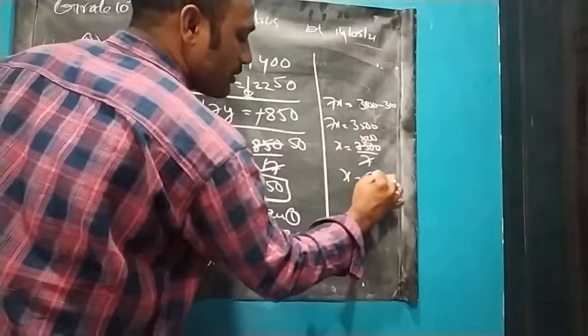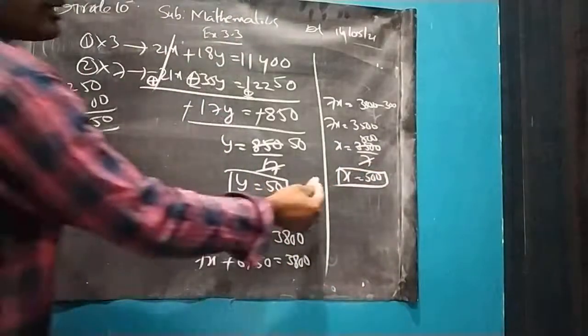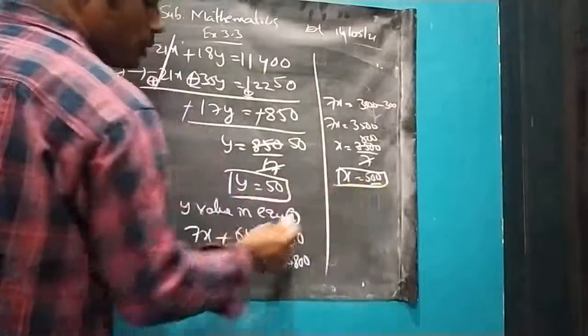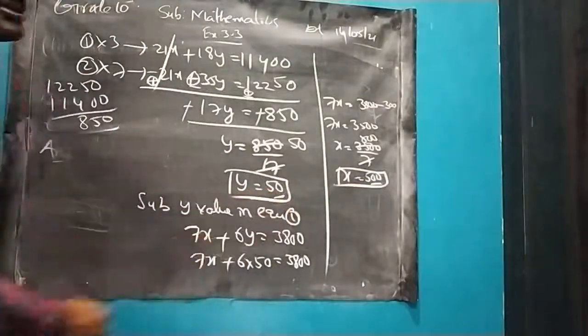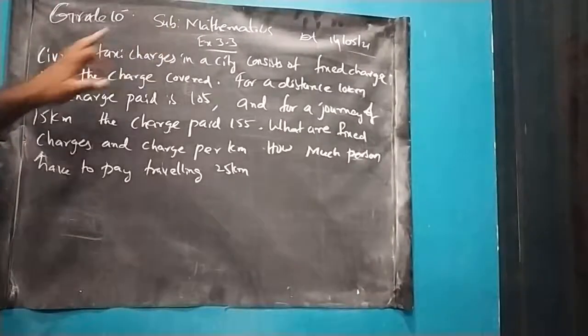So x is 500. So cost of each bat. Last step what you have to write. Therefore, the cost of each bat is 500 rupees. The cost of each ball is 50 rupees. Next, let us see the fourth question.